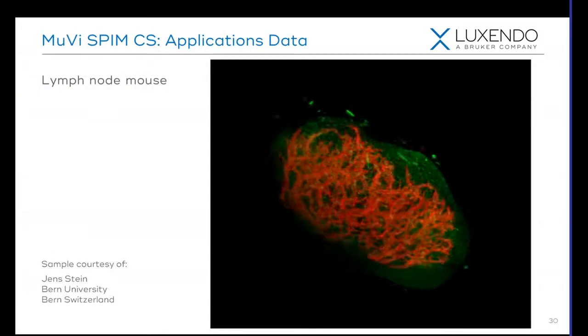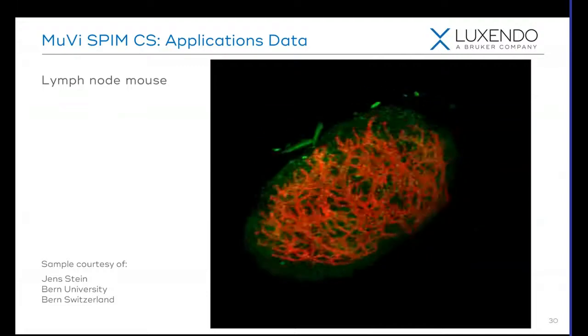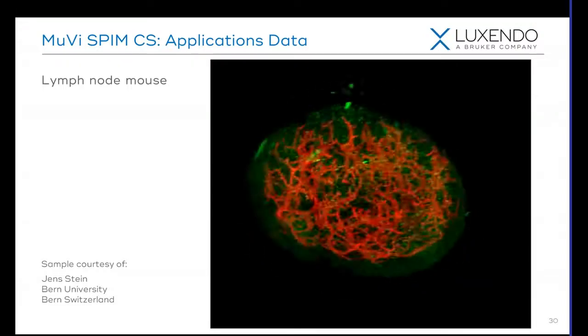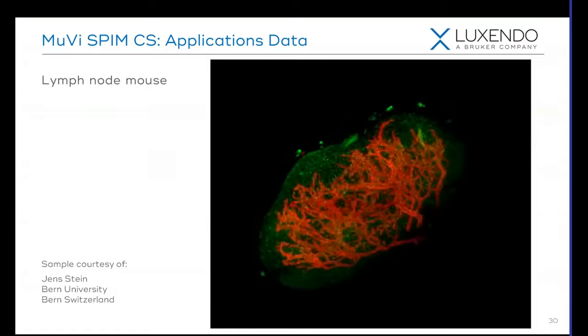And finally, we've got a mouse lymph node here that we've reconstructed in 3D and are just rotating around so that you can get a feel for the large types of images that we can reconstruct with this.